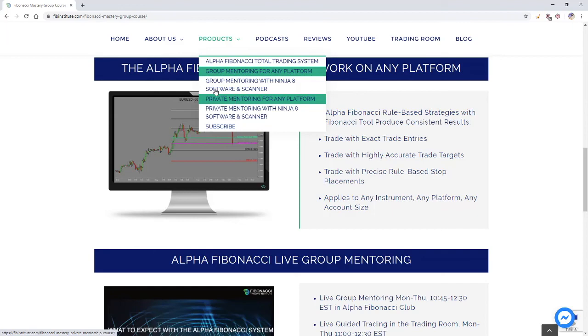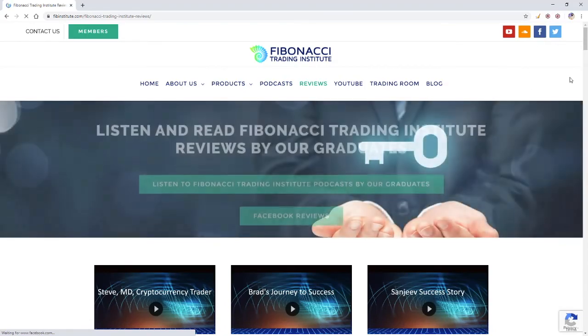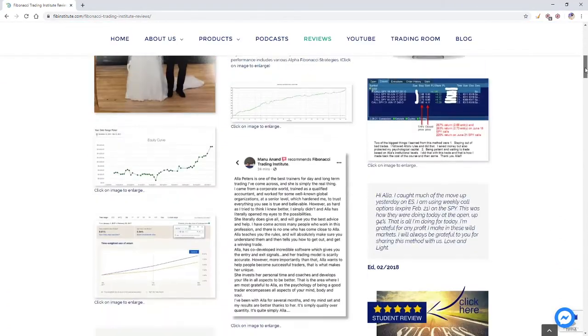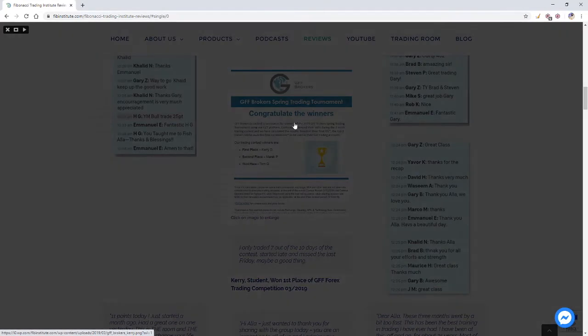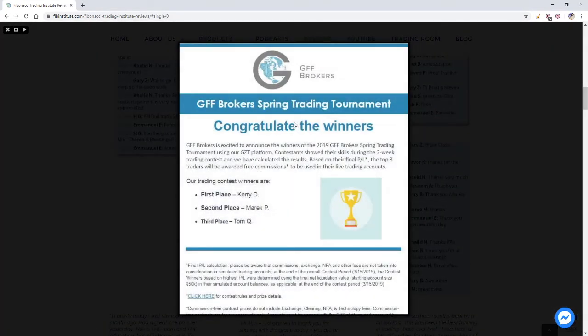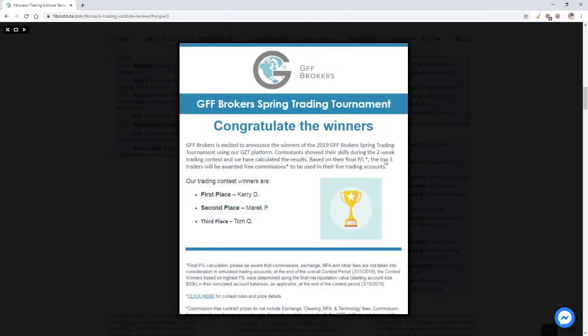So, you want to trade Forex? As you saw, students are winning a Forex competition, trading on MT4 and MT5. If you are on MT4 or MT5, you should choose the option without software. That's it. Software for Ninja 8.